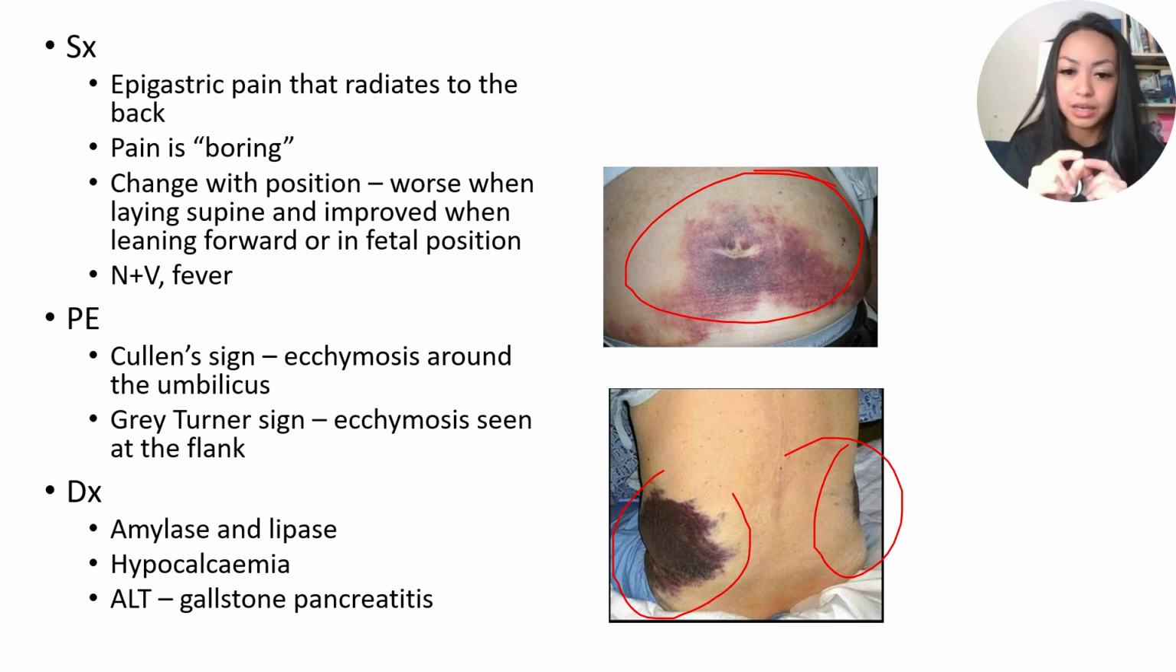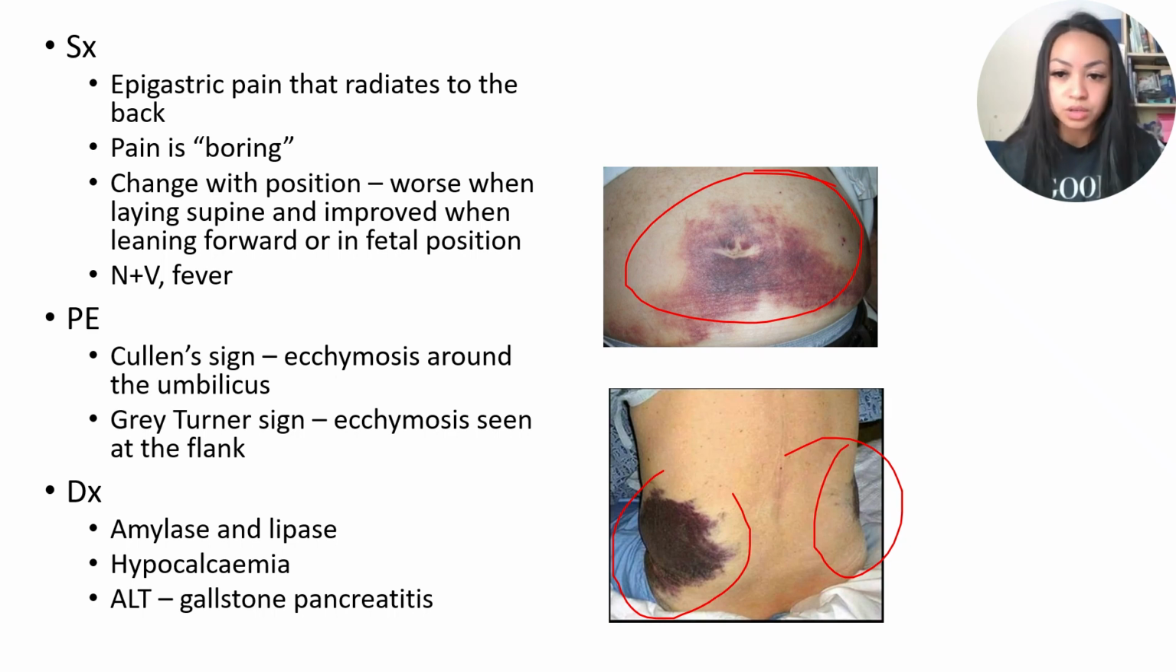By the way, guys, Cullen sign and Grey Turner sign are seen in less than like 1% of the patients that present with acute pancreatitis. Like I myself have never seen this. But the thing is, if you see Cullen sign or a Grey Turner sign or both, this means that the case of acute pancreatitis is very severe, and these patients have a very, very high mortality rate. Okay, so just remember that.